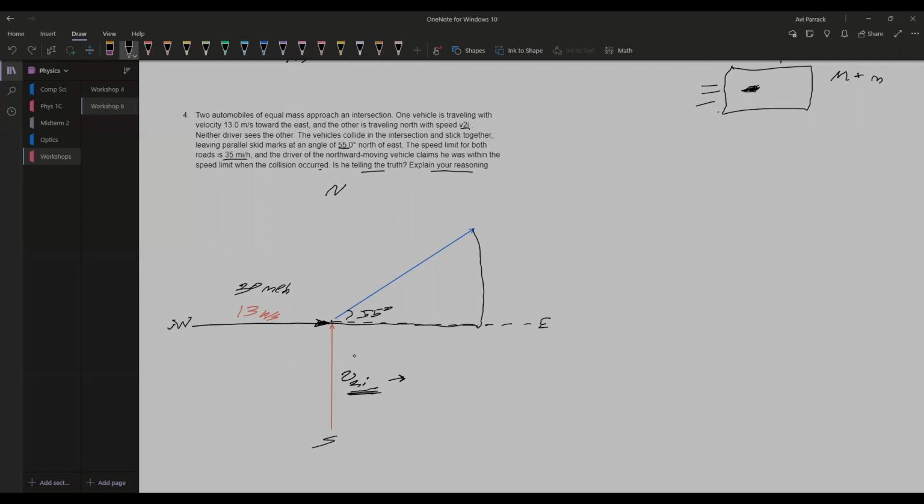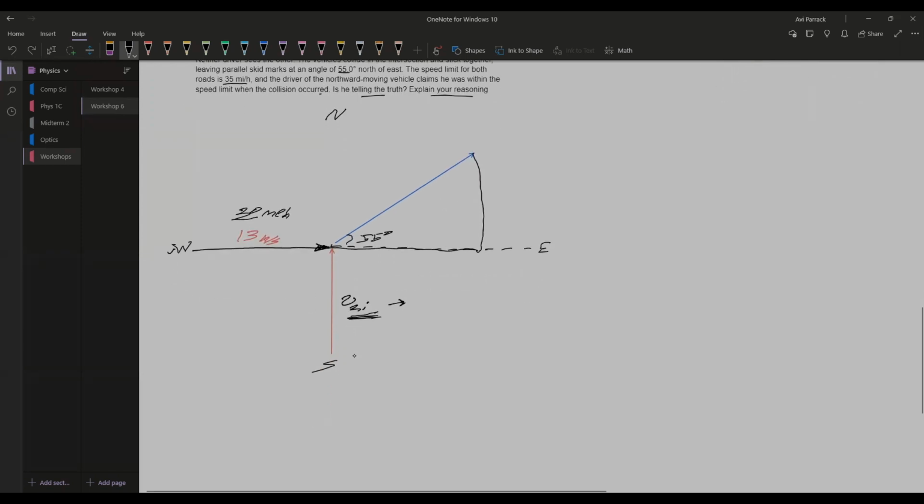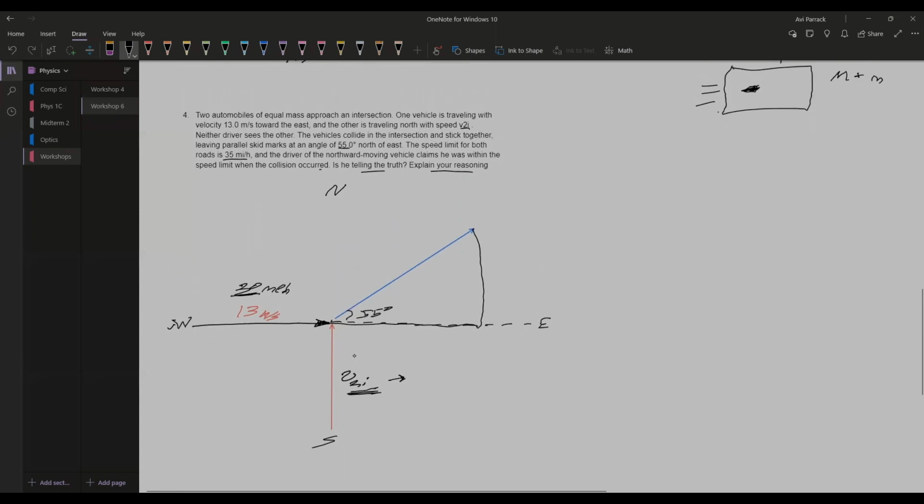If we were going slower, if we were going 20 miles an hour, then we would be at less than a 45-degree angle. We would get pushed more to the east than we did to the north. Well, that's not what's happening here. Now, it's a little unclear. We're not for sure that he's over 35 miles an hour. So I think we can do the math a little bit more.